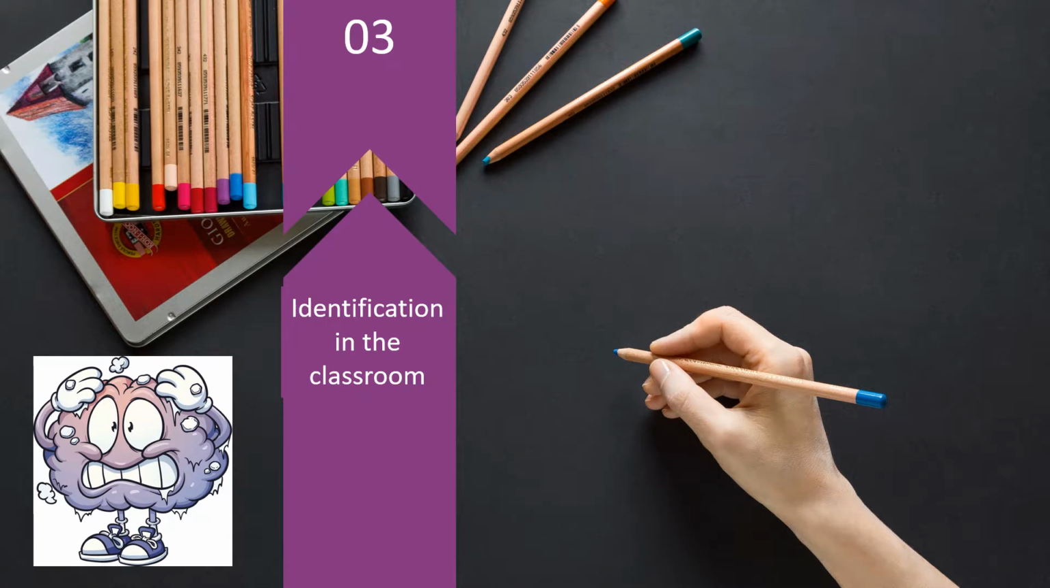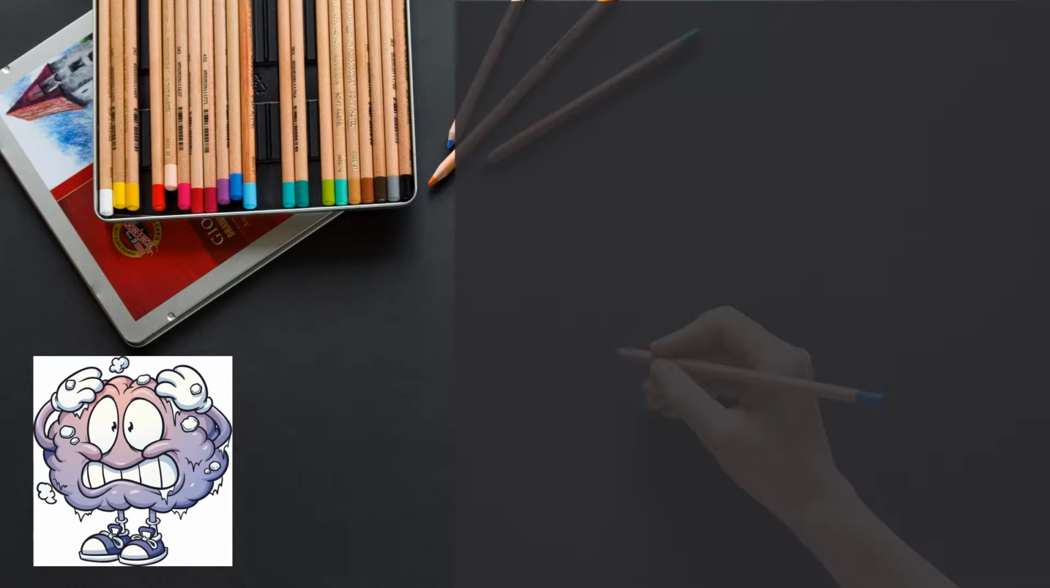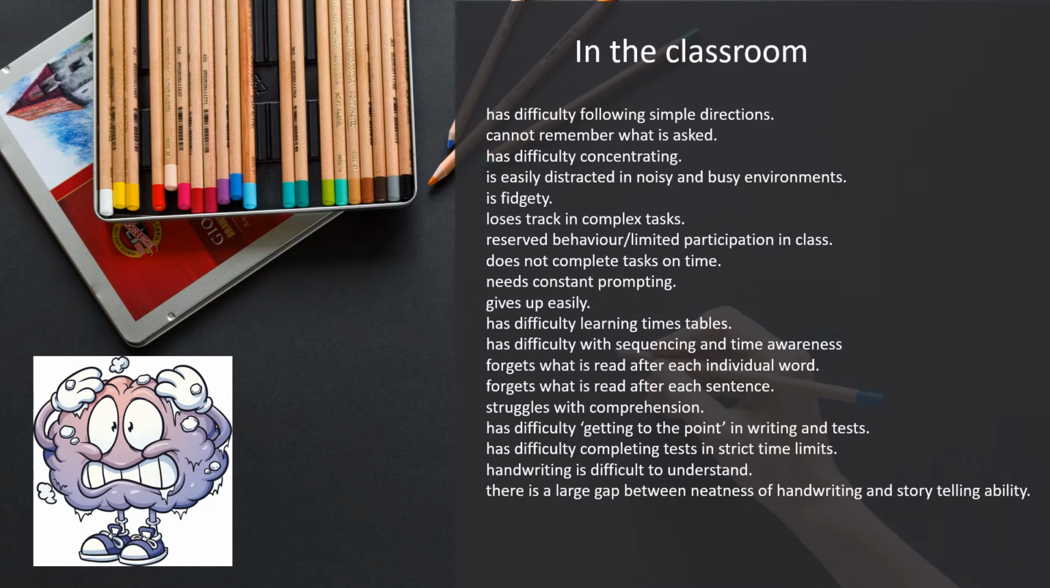Now, to be a little bit more specific in what we're looking at of identification in the classroom, what I've presented here for you is basically a list, okay? And this list looks at a whole bunch of differing descriptors of these kids in the classroom. So for example, that first one has difficulty following simple directions.